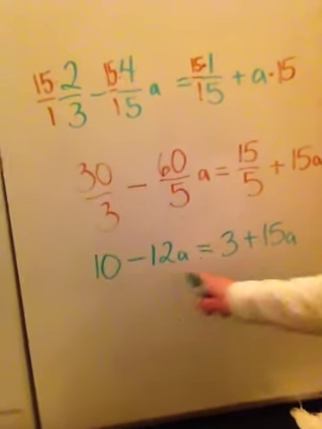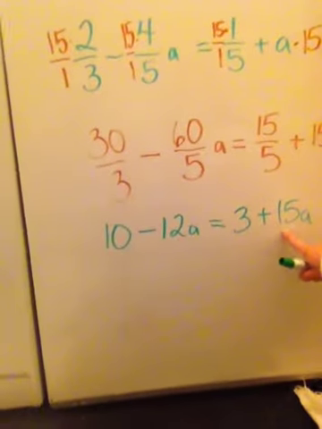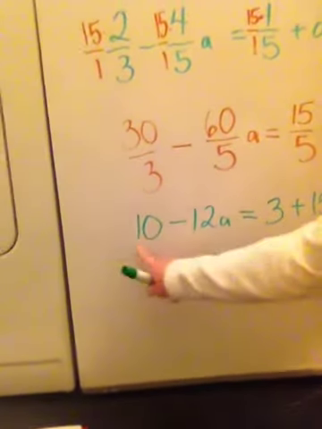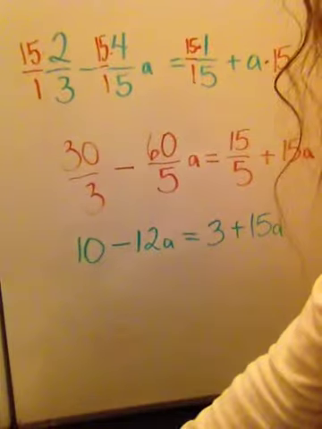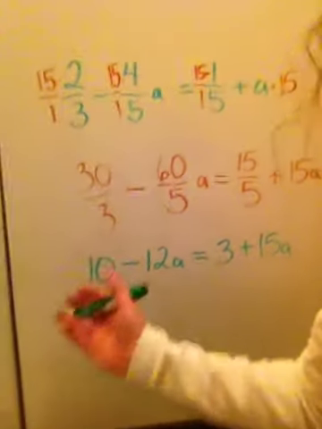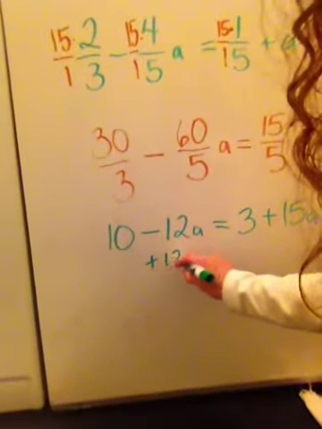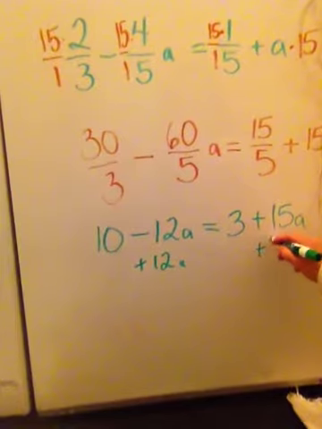Okay, so now this is an easy equation to solve. Remember, you've got to get all the a's on one side and all the numbers on the other side. It doesn't matter which way you go, you just have to make sure you know which way you're going. So I'm going to add my 12a to both sides.